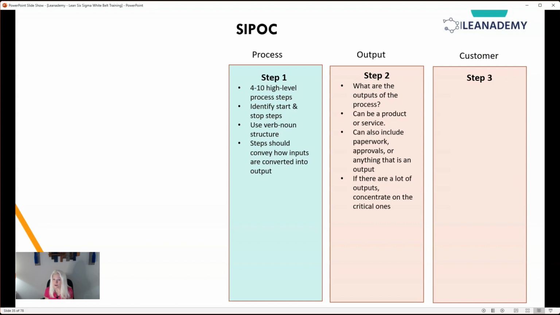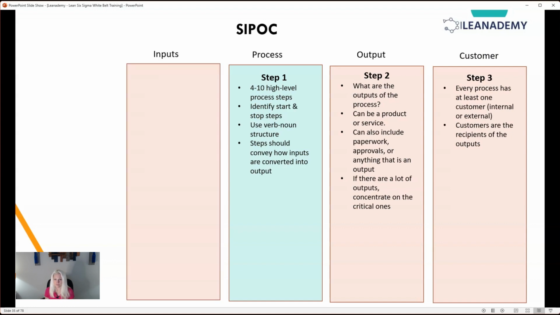Step 3 is who is the customer, right? Every process has at least one customer, either internal or external. Customers are the recipients of these outputs. Who is that output going to?